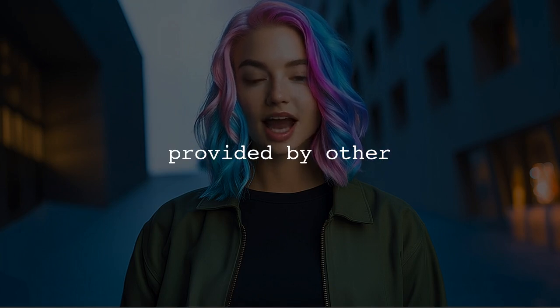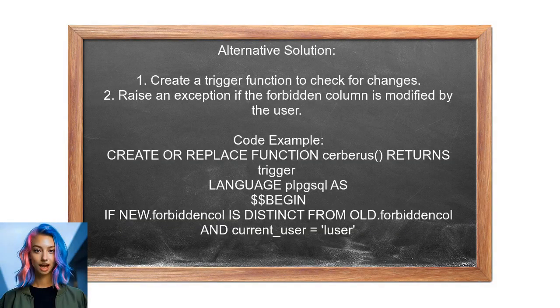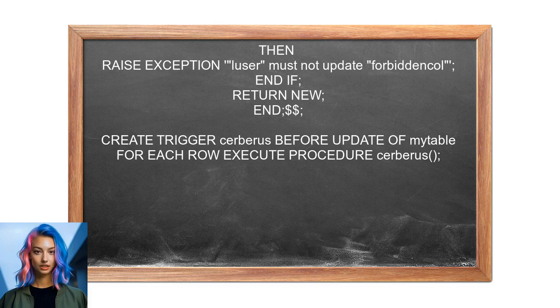Now, let's look at the answers provided by other users. An alternative approach involves using a trigger in PostgreSQL. This method creates a function that checks if a specific column is being modified by a designated user. If the user attempts to change that column, an exception is raised, preventing the update.